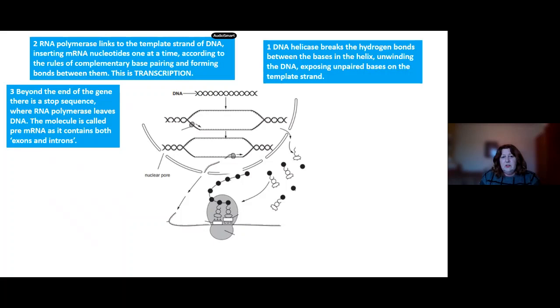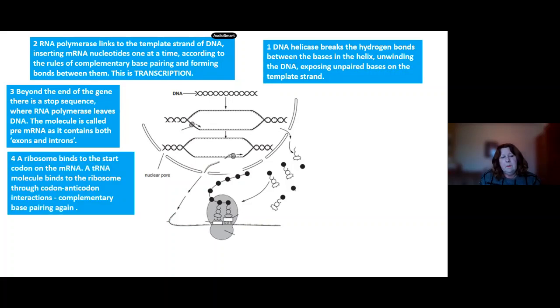Beyond the end of the gene, by the time the RNA polymerase gets to this end over here, there will be a stop sequence. That is a sequence that doesn't have any code for any amino acid. So the RNA polymerase will leave that part there, and a molecule called pre-mRNA is actually formed. Just as a link to later, that pre-RNA, messenger RNA, is called that because it contains exons and introns. I'll come back to that in a little bit.